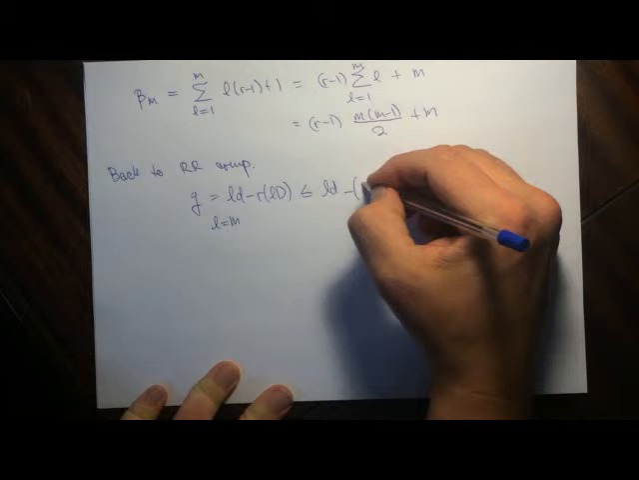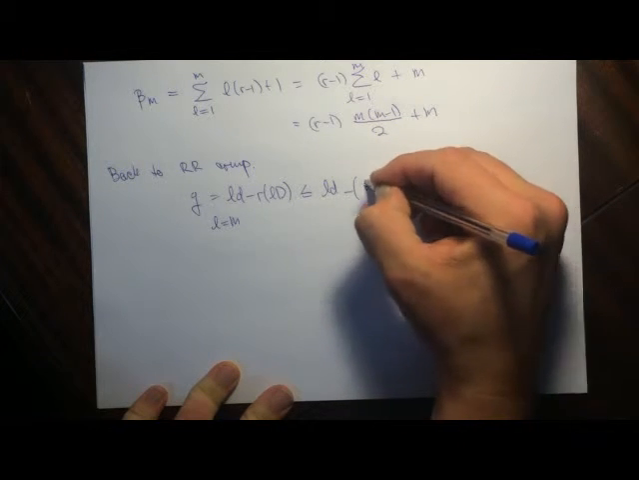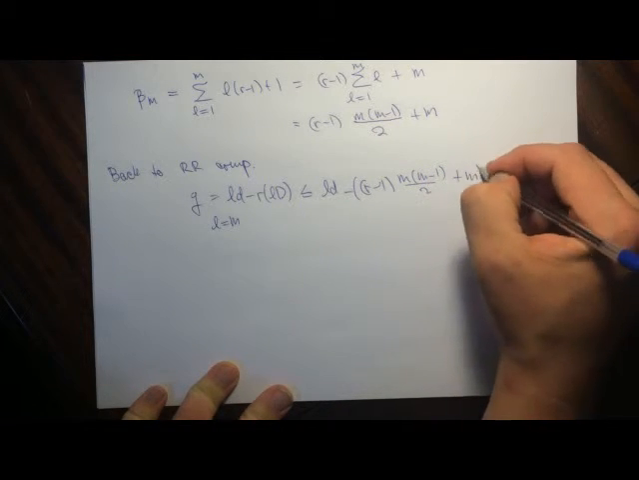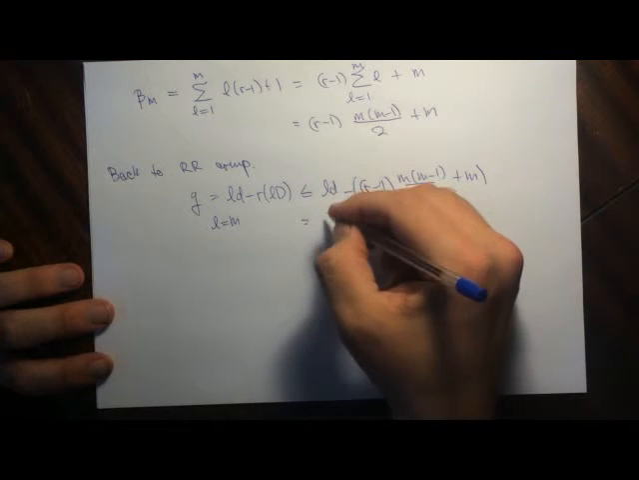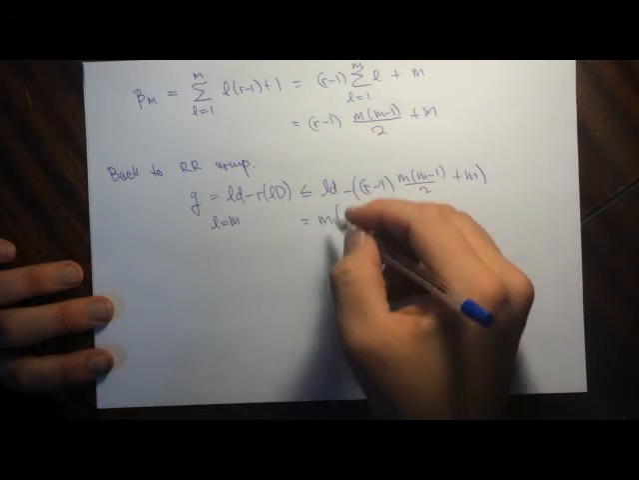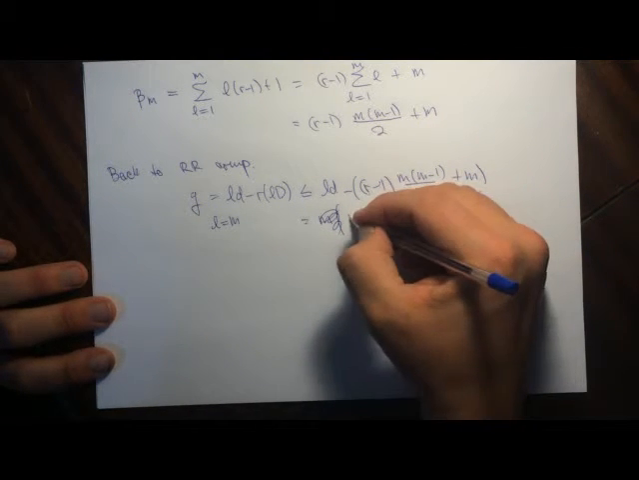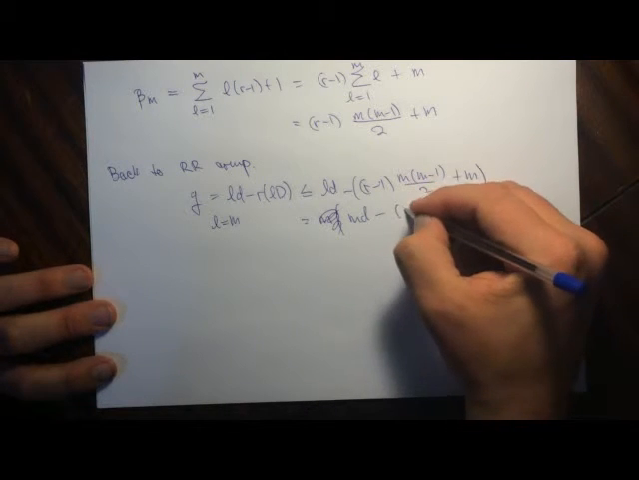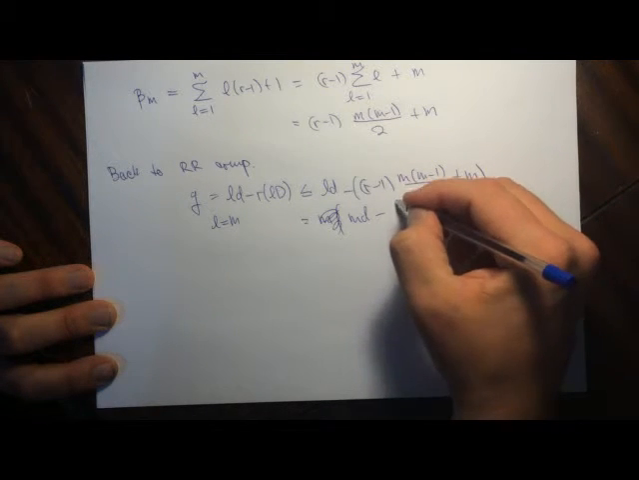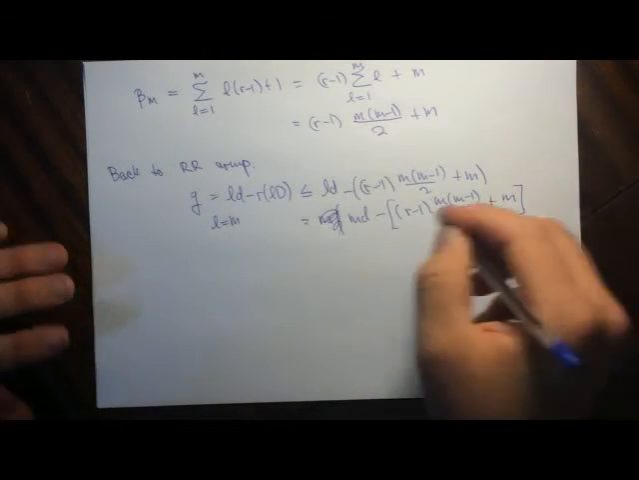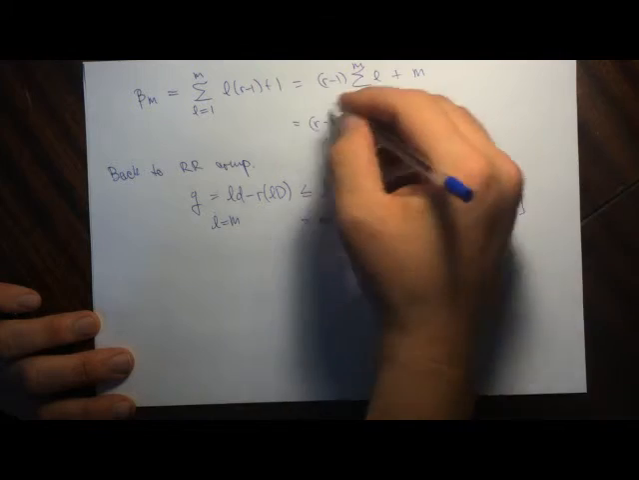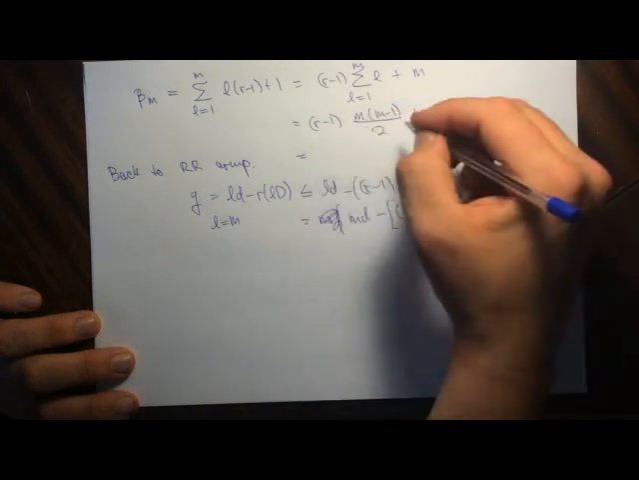So we have r minus 1 times m minus 1 divided by 2, plus m. So this is MD minus (r minus 1) times m times m minus 1 divided by 2, plus m. Maybe I didn't really do anything here, huh? I just replaced the L with the M. Here we can factor a little bit, so let's factor.